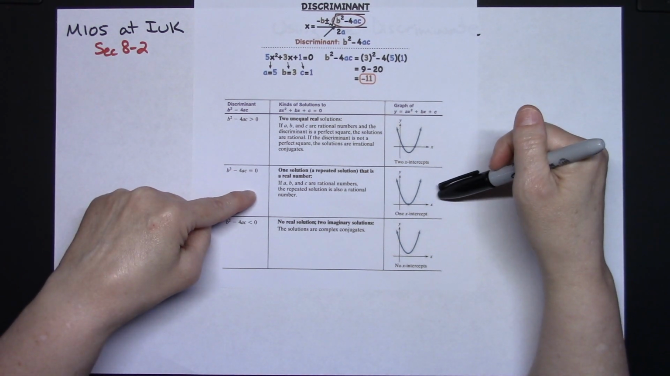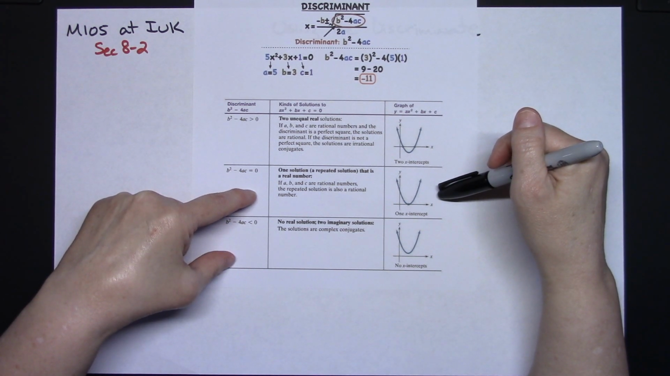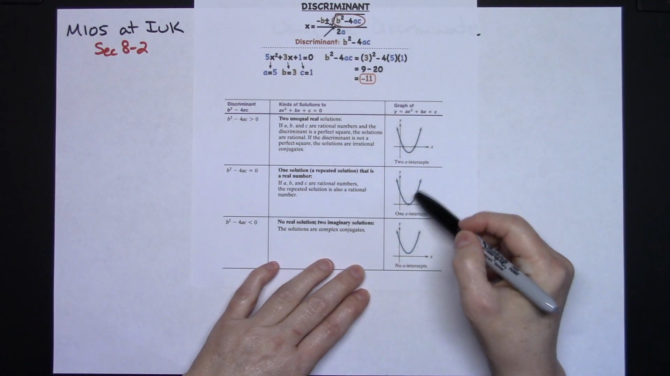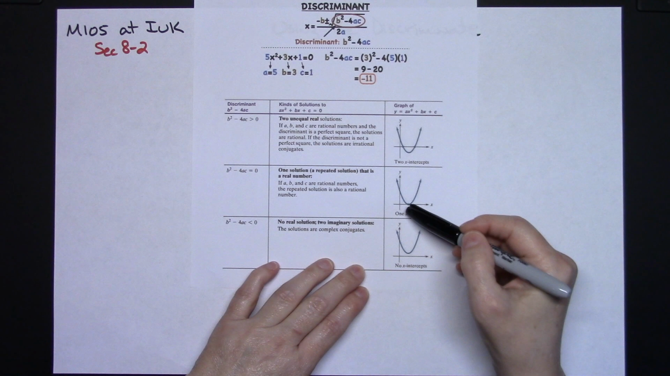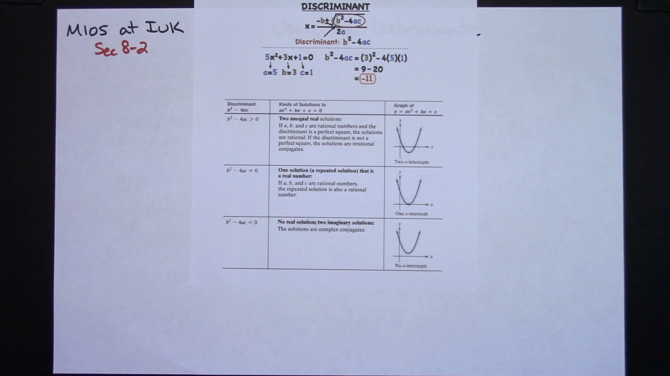If it is equal to 0, you have one solution. It's a repeated solution that is a real number. And if a, b, and c are rational numbers, the repeated solution is also a rational number. So again, your picture is going to look like this. It's going to cross that x-axis in one spot for one real solution.